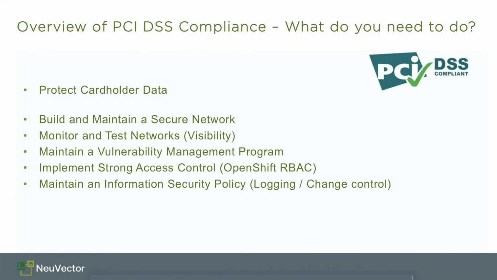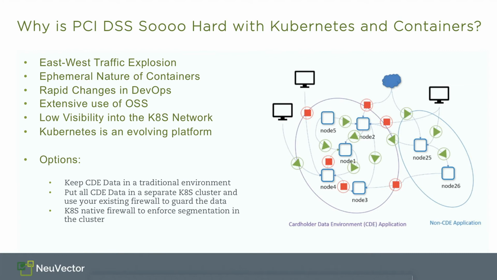So let's talk about why PCI is so hard with Kubernetes and containers. As you've probably come to know, there is an awful amount of east-west traffic, network traffic between all the pods in Kubernetes. And so the amount of network connections that you're dealing with is simply exploding. And it's further exacerbated by a service mesh as well. So you have an awful lot of east-west traffic that you need to be aware of.